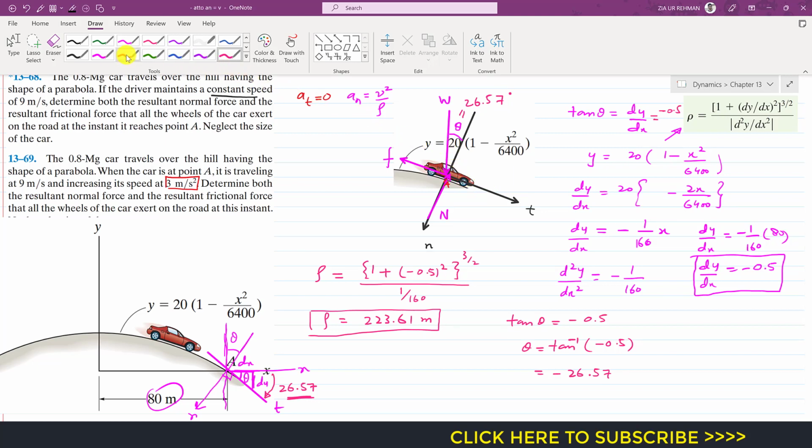So now we can resolve these forces. We can resolve this weight into its components. This weight will have two components. We will have one component here, the cos component, W cos of theta. And we will have another component like this, W sine of theta, which will be acting in the positive tangential direction.